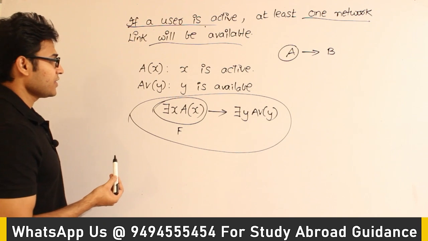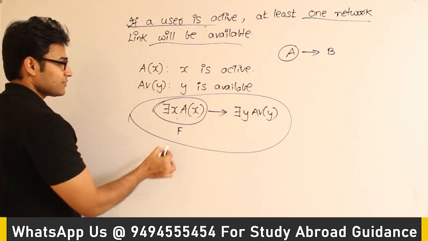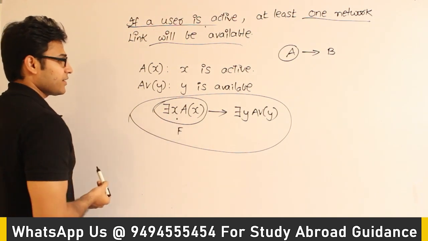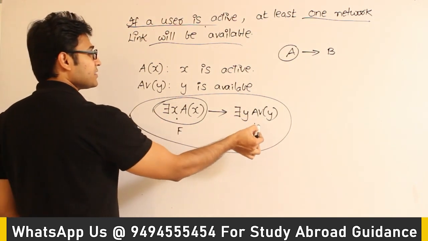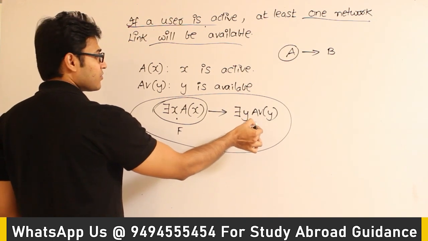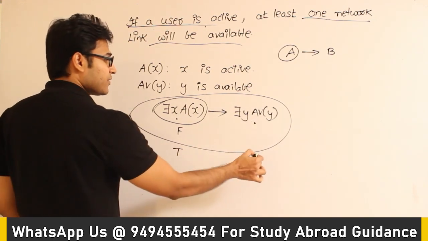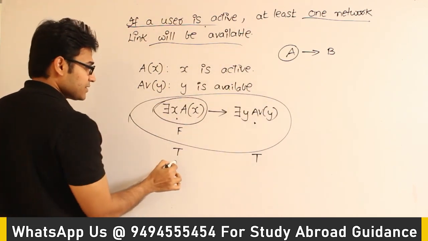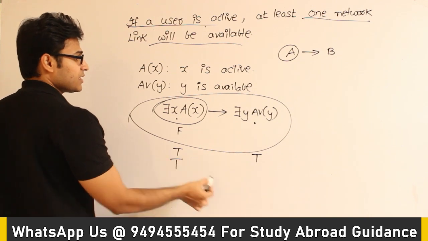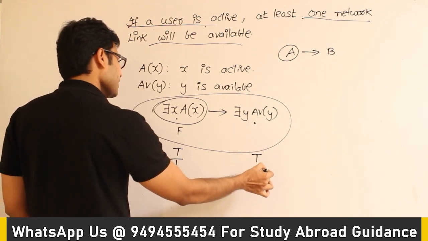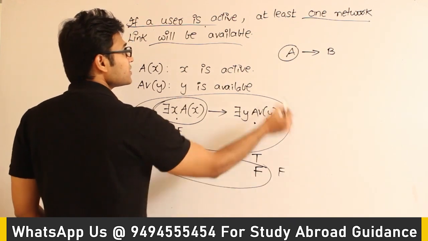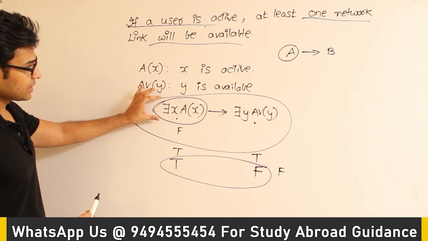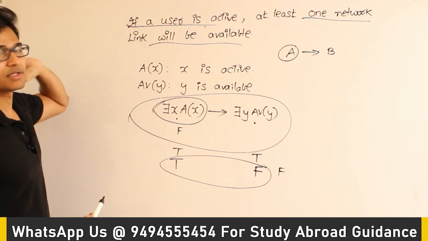Right? And whenever this one is true, which means whenever there is a user who is active, then we have to go and check this. There should be at least one available network, which means if this one happens to be true, then this one should be true, so that the entire statement will be true. In case there is an active user but there is no available network, then in that case only this statement will be false. That is why this particular representation will actually indicate the correct meaning for this one.